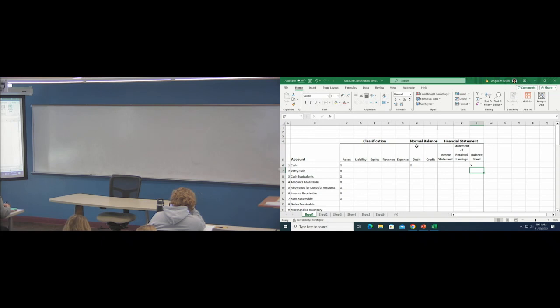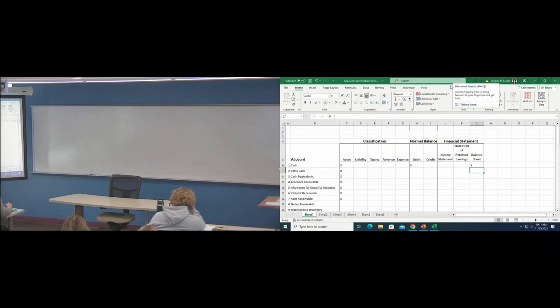So accounts receivable less allowance for doubtful accounts. Accounts receivable is an asset, has a normal balance of a debit. Allowance for doubtful accounts is a contra asset, has a normal balance of a credit, but it still goes on the balance sheet. It's still classified under the asset column. I don't give you a contra column, so it's classified as the account that it goes with.